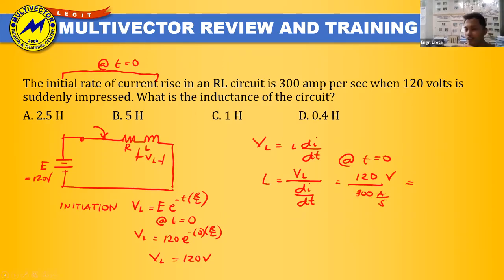Okay, kaya ang tamang sagot dito, pag sinunod mo yan, 120 divided by 300, it is just equals to 0.4 Henry. Okay, so letter D.